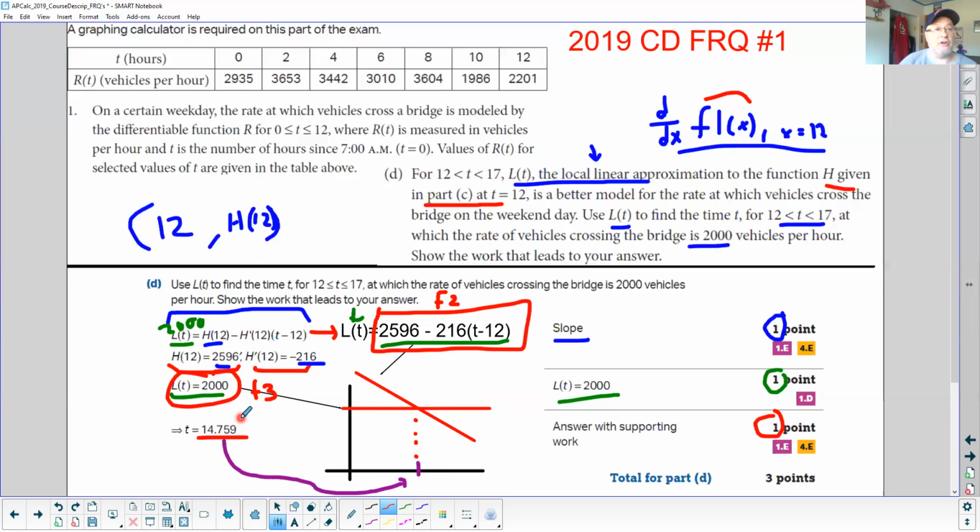That's it. Those are your 9 points for this table question. A little trickier and kind of unique on part D here, but the other parts were pretty traditional.